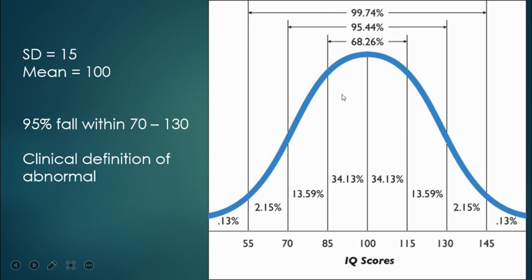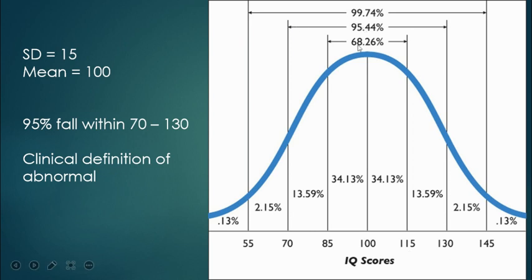Within one standard deviation of the mean, which again is 15, so if you go 15 IQ points above 100 and 15 IQ points below 100, that range is going to capture roughly 68% of the population. So over half, almost 3/4 of the population falls within one standard deviation of the mean. So almost 3/4 of the population has an IQ somewhere between 85 and 115.